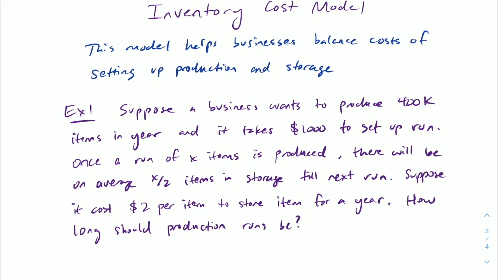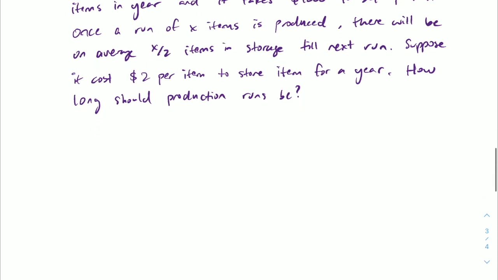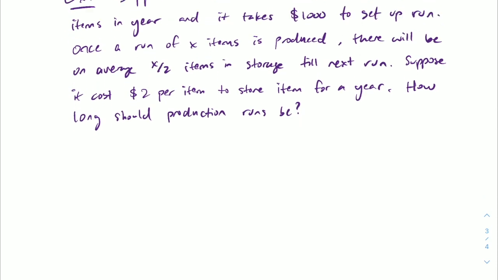Okay, so let me illustrate what I'm talking about with a couple diagrams. Suppose we do just one run at the beginning of the year. Here's a 1 year mark over here. And so we have 400,000 items, 400K items. And then over the year, the number of items goes down like that because we sell the items over the year. Okay, so let's think about the costs here.